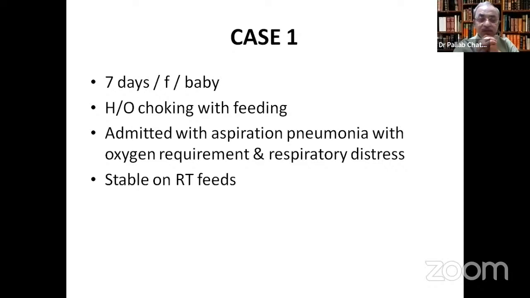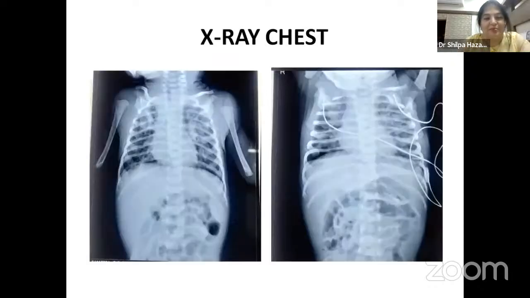Yeah, so a 7-day-old female baby, if this child is choking with feeding and admitted with aspiration pneumonia, then I would think that either there is a swallowing issue in this child, or this child might have an H-type fistula. So one of the two will be very high up on my list. Yes, sir. Absolutely correct. So let me show you this child's bronchoscopy.